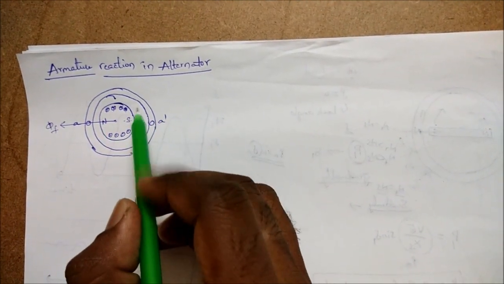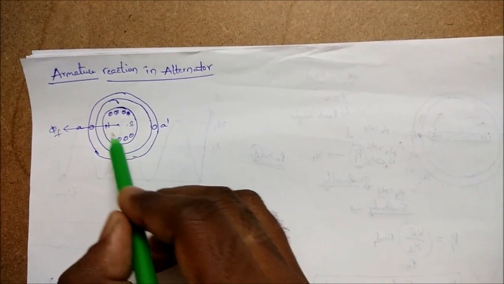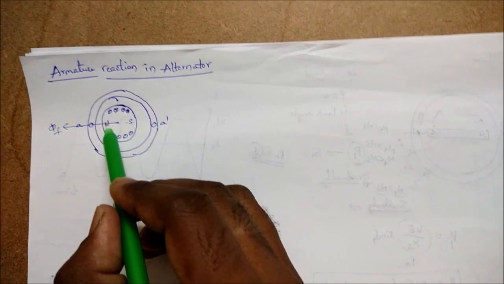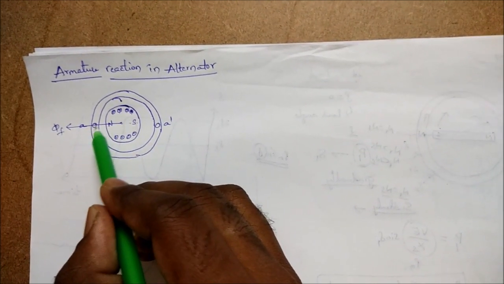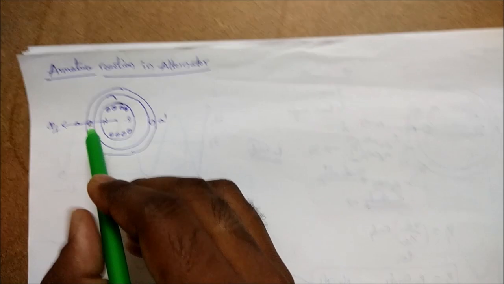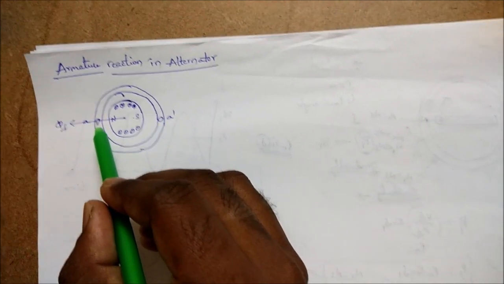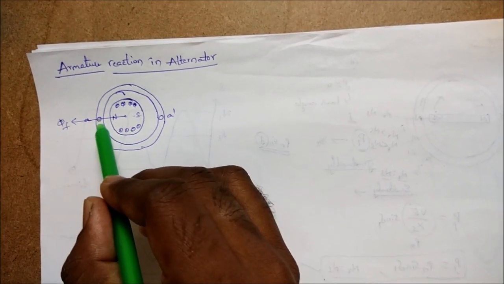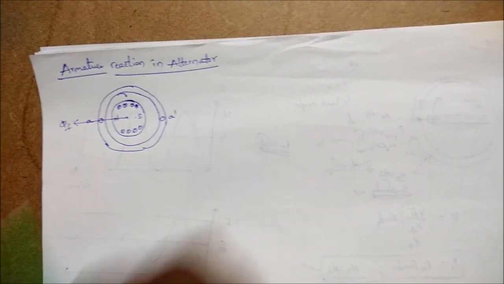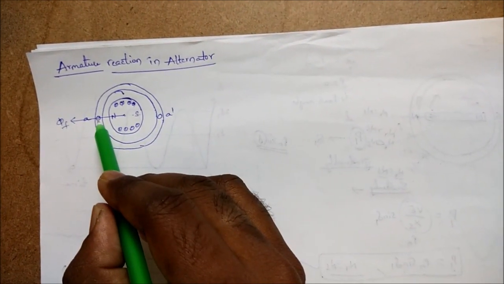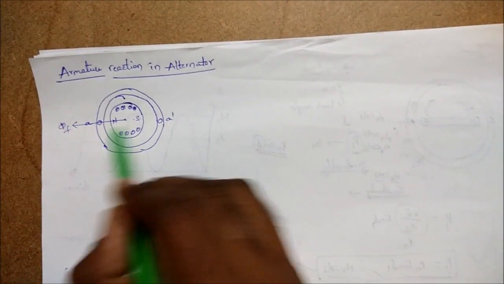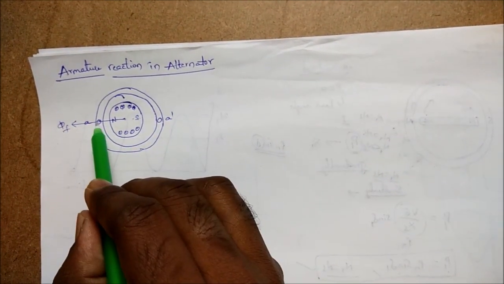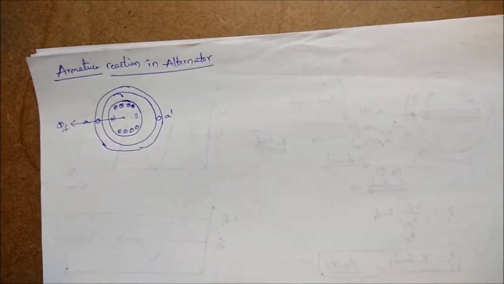As it is an alternator, as we are rotating this rotor, this flux will be cut by these armature conductors. It is a maximum flux here, which will be cut by this conductor, therefore maximum EMF will be induced in these conductors, in these conductors AA dash.